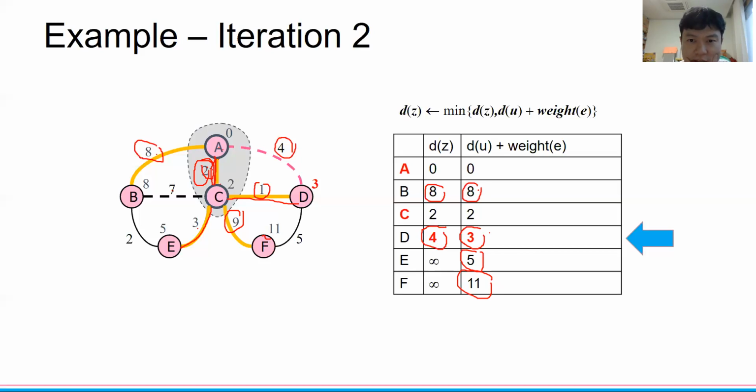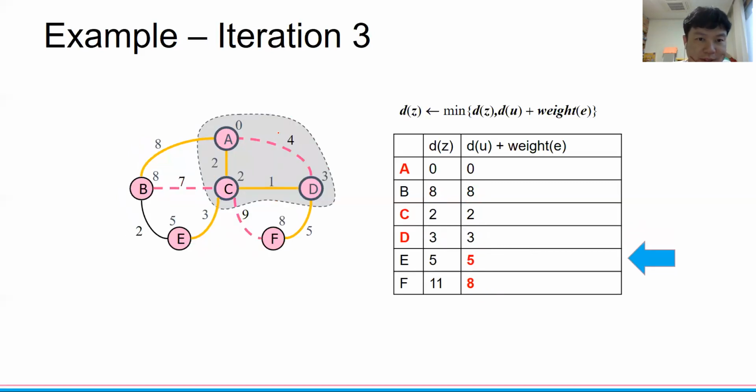Because now we are in A and C, we choose the next minimum. What is the next minimum? Among the options 8, 3, 5, and 11, 3 is the minimum. So we will go to D. In the next iteration, we have A, C, and D.